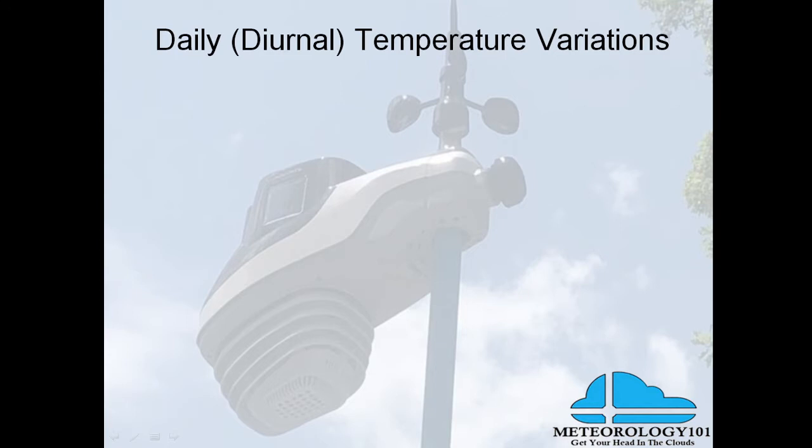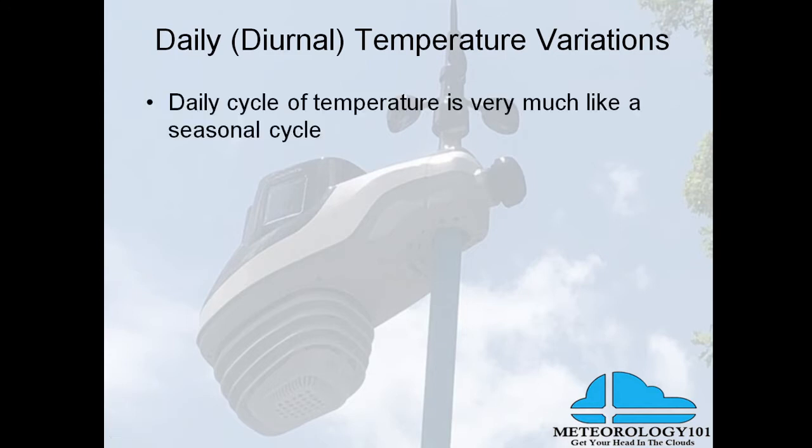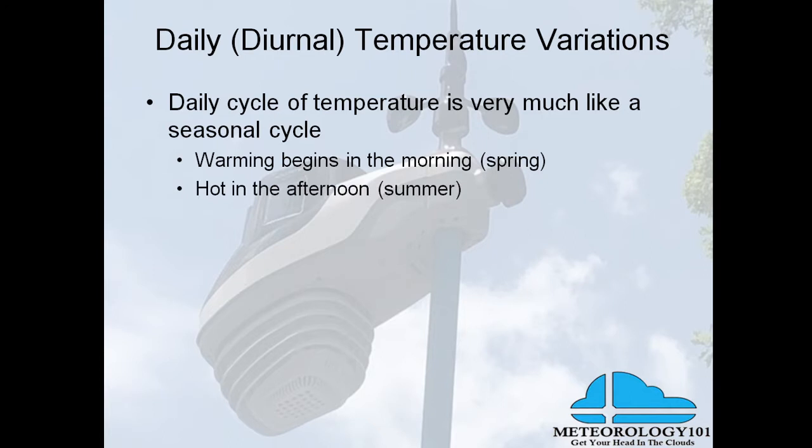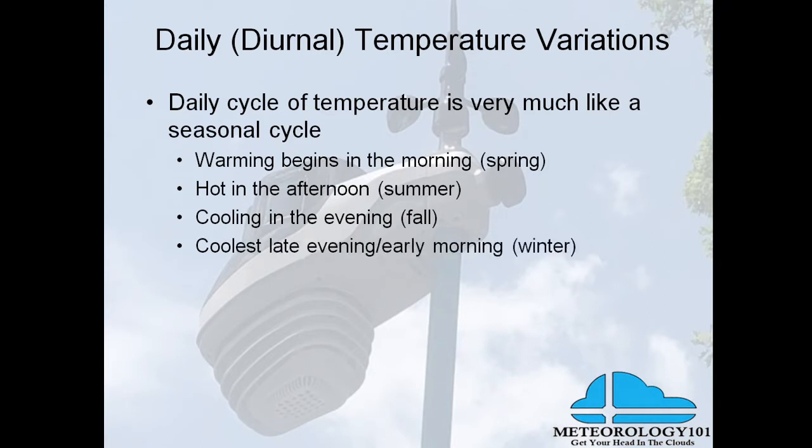So the daily, or diurnal, temperature variations. The daily cycle of temperature is very much like the seasonal cycle. Warming begins in the morning, which represents spring. Hot in the afternoon, representing summer. Cooling in the evening, representing fall. And coolest in late evening and early morning, which represents winter. So you can see we get our hottest temperatures in the afternoon and coldest temperatures early in the morning, and how they represent the different seasons of the year.